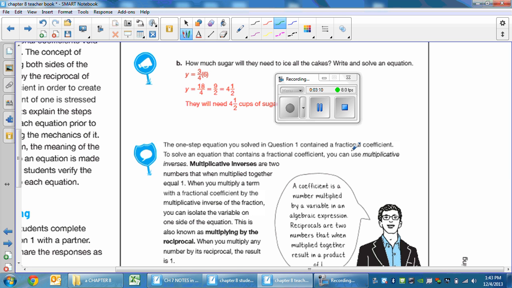When you multiply any number by its reciprocal, the result is 1, just meaning like 1/2, the reciprocal of that, or if you flipped it, 2/1. 1 times 2 is 2, 2 times 1 is 2, 2 divided by 2 is 1 whole, and that'll work if I had 1/3 and 3/1, or 5/6 and 6/5.